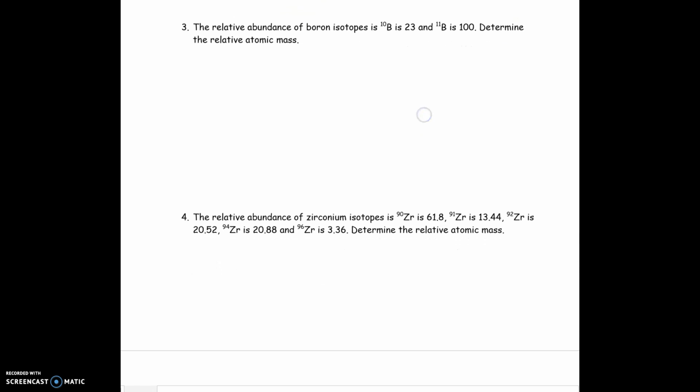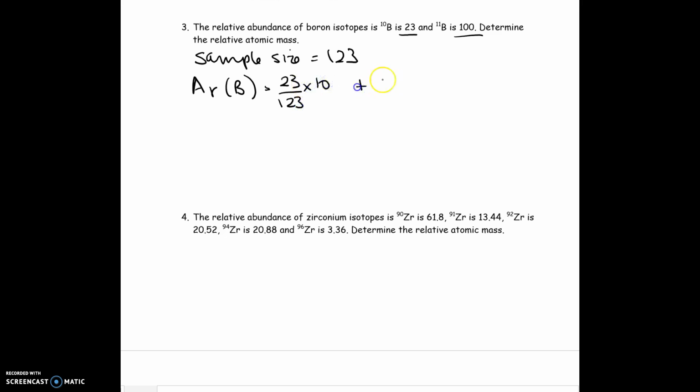Let's try our third example. This time they haven't provided the mass spectra. So we've got a sample size of 23 at 100. So the sample size equals 123. So the relative atomic mass then of boron will equal 23 divided by 123 times 10, add 100 divided by 123 times 11. And this comes out to be 10.8. Let's try our last example.